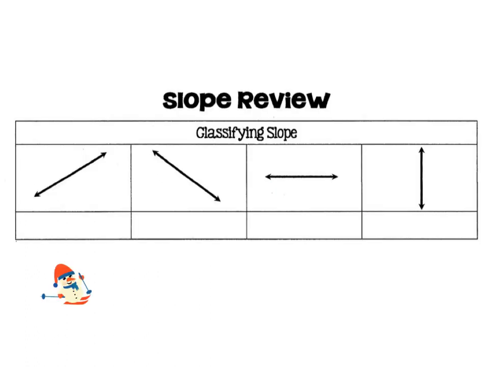Alright, so classifying different slopes. We have 4 different slopes based on what our line looks like. If our line is going up, imagine a person or a cute snowman going up a hill, skiing up a hill. If your cute little snowman, little skier, is going up the hill, this is a positive slope. So we call this slope positive.